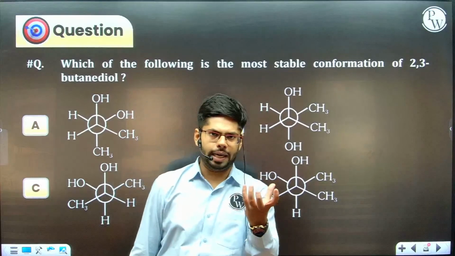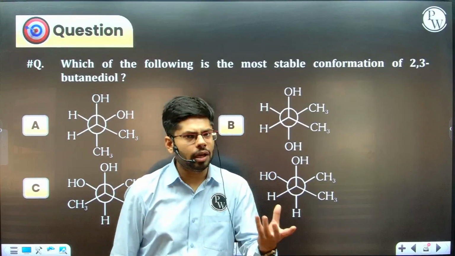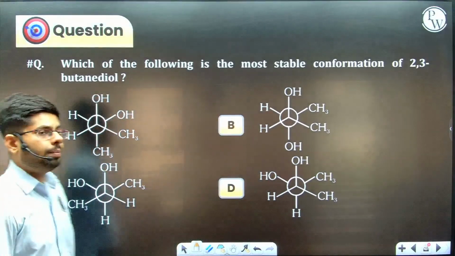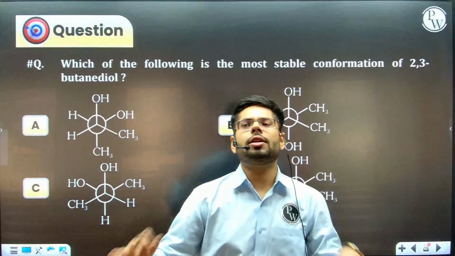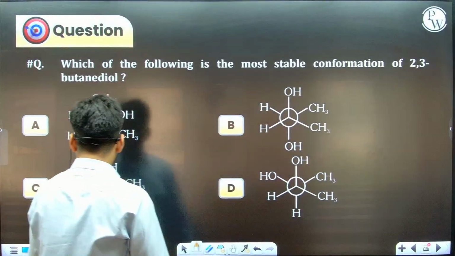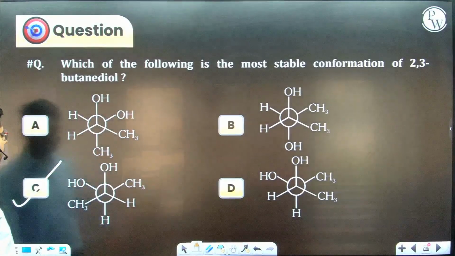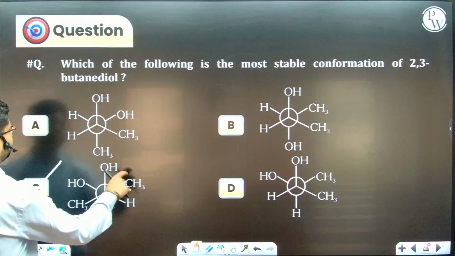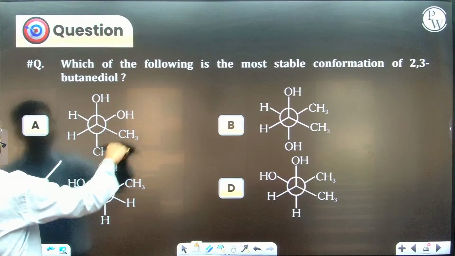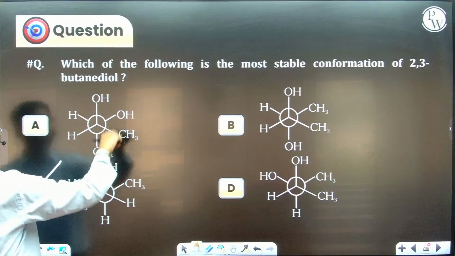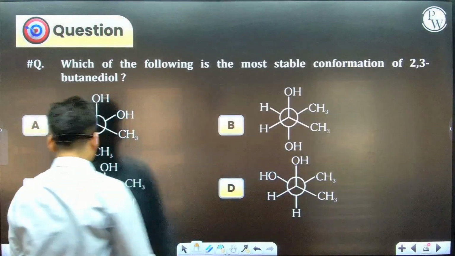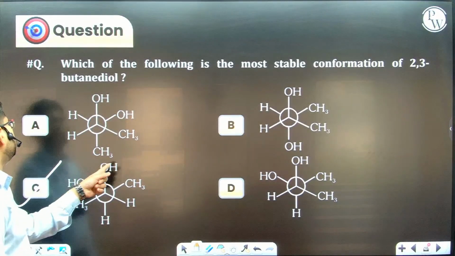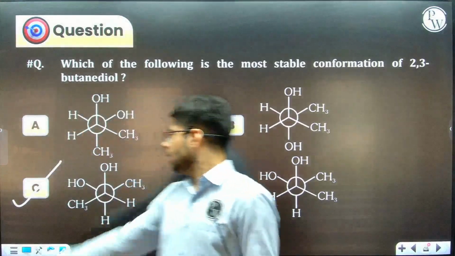See, in D, these 2 CH3 groups are close. CH3 is a group, right? It's bulky. It's not very bulky also, but it's bulky. Definitely much more bulky than hydrogen atom. So, 2 groups should be away from each other if we want the stability to be higher. Hence, C is the most stable conformer, because in C, these 2 groups are far away from each other. Whereas in A, the 2 CH3 groups are close. Here also they are close. Only in C, these 2 CH3 groups are diametrically opposite to each other. And in addition, there is intramolecular H bonding between OH and OH. So C is the correct answer.